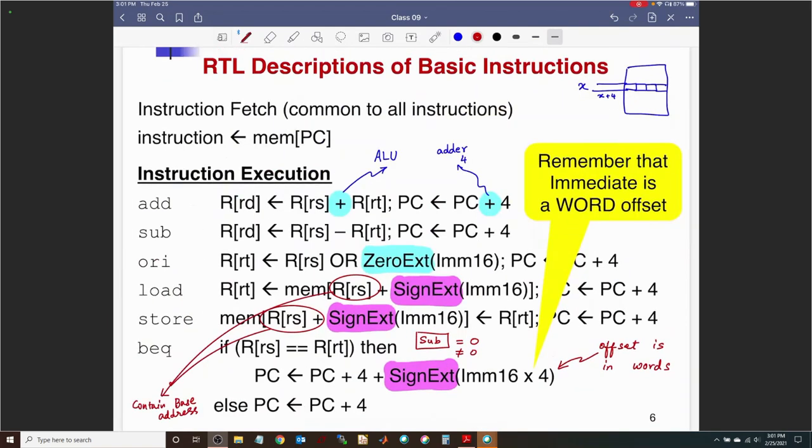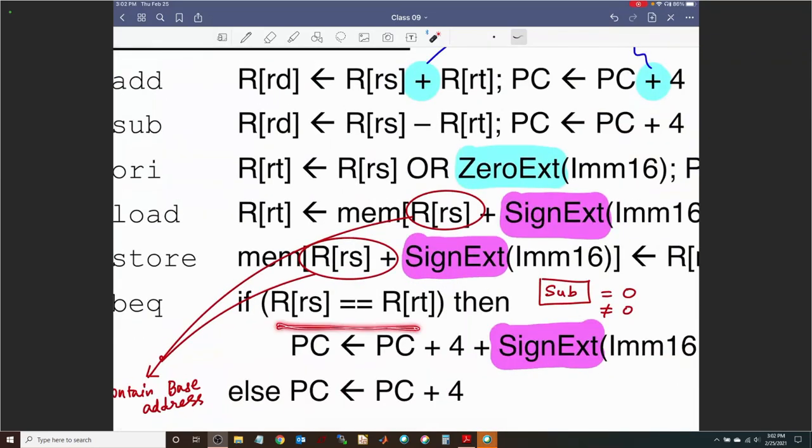However, when you are loading or storing, the offset is in bytes, which is why I don't need to multiply it by 4. But when you're looking at the branch when equal, you would of course branch to something that is word aligned because it's an instruction. That is the reason we would provide the offset in words. How does it know when to branch? If the things are equal, that's when it will know to branch.